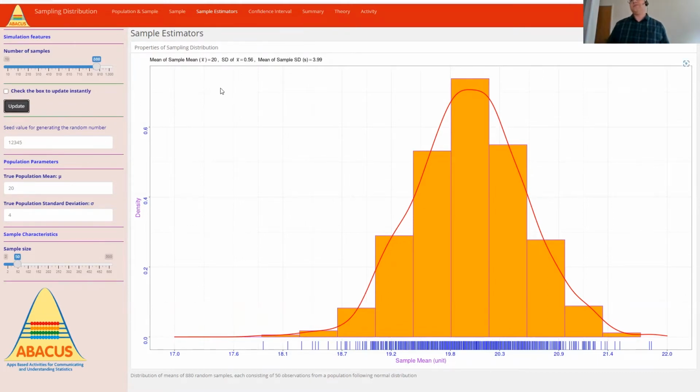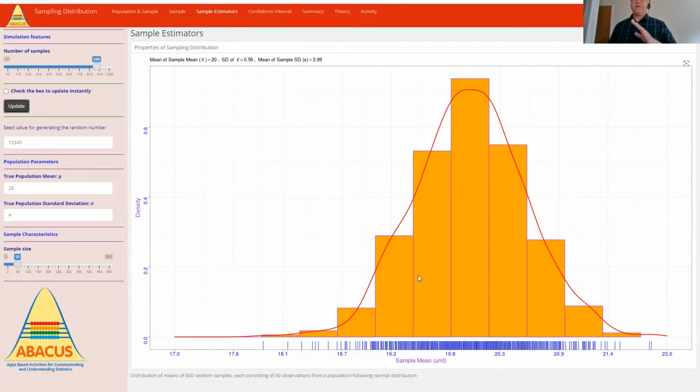And the mean of the normal distribution will be, as you can see here, the mean of all those 880 sample means, which is equal to 20. Now, if you remember, our truth is that the true population mean is 20. So the mean of all those infinite number of sample means will be equal to the true population mean. In a statistical sense, that is sometimes called an unbiased estimate. Sometimes it is mentioned that the sample mean is an unbiased estimator of the population mean.